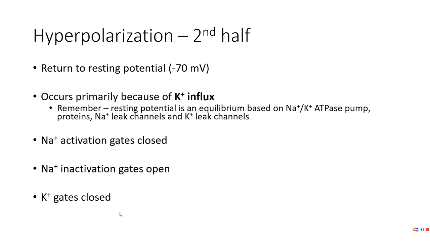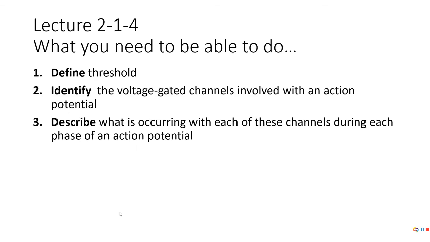So depolarization is due to sodium influx, repolarization is due to potassium efflux, hyperpolarization for part of it is potassium efflux, and then getting from hyperpolarized to resting potential is due to potassium influx. So what do you need to know? What's threshold? What are the different voltage-gated channels, and what's going on with each of these channels during all phases of an action potential?